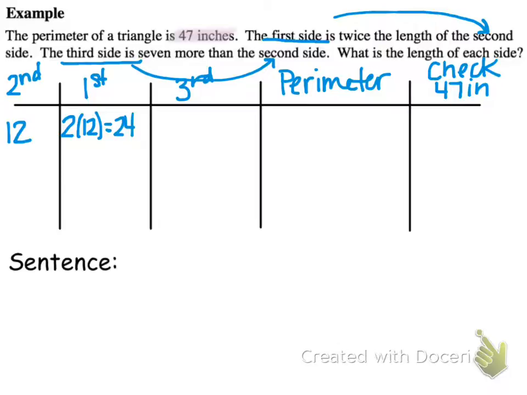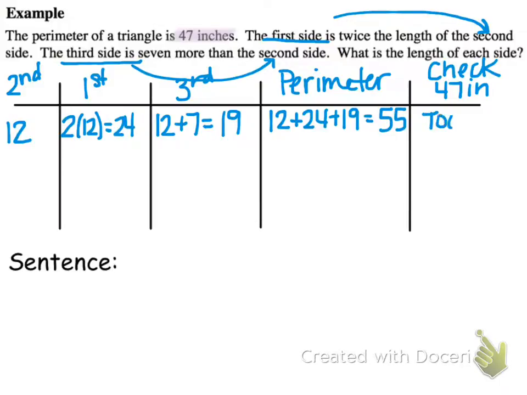The third side is 7 more than the second side, so we have to go back to the 12 and add 7 to it to get the third side, and we get a total of 19. So now we'd want to find the perimeter. Let's go ahead and add them together. 12 plus 24 plus 19. And when I add those together, it looks like I get a total of 55 inches. And I want 47 inches, so we guessed too high. Let's go ahead and guess again.